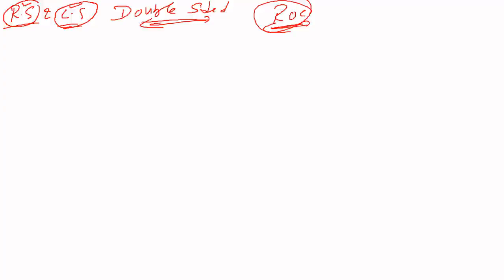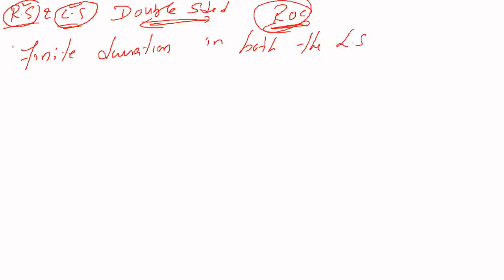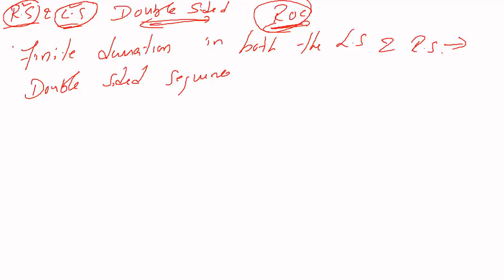So let's see this. A signal that has finite duration in both the left side as well as right side is called a double-sided sequence. Simple. So how should the ROC of this be? Think about it, scratch your mind a little.